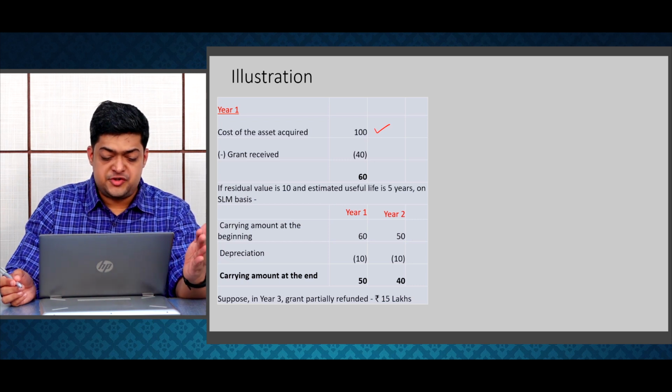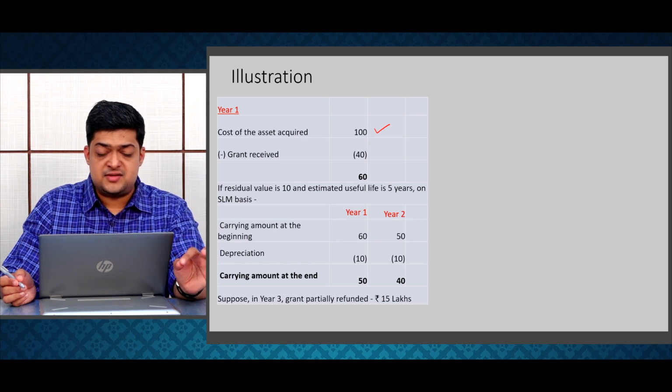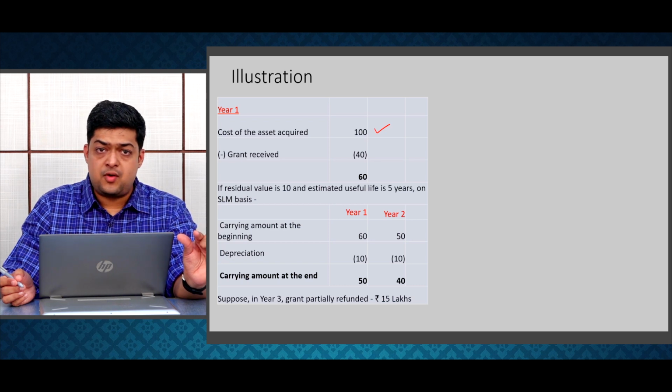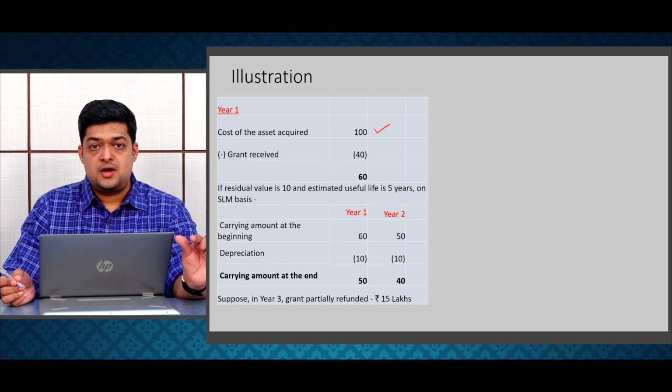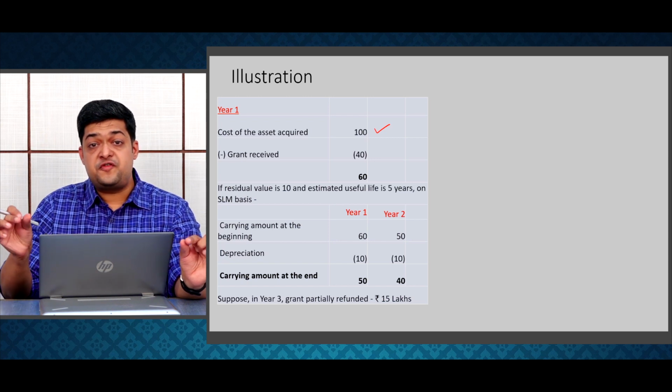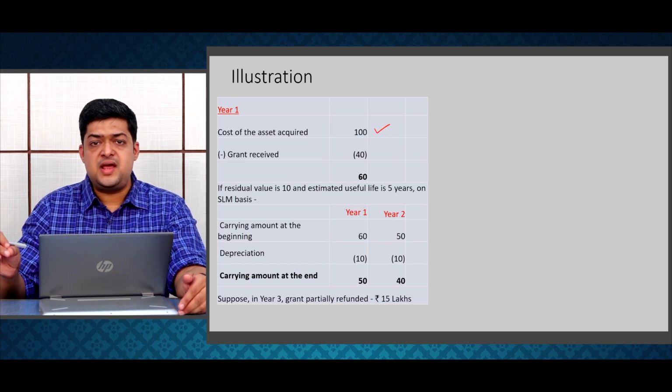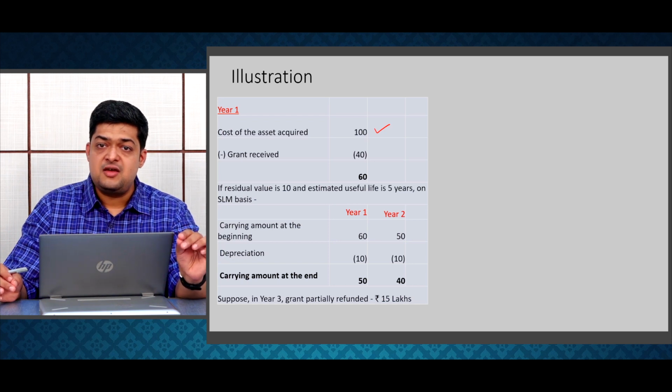Suppose the residual value is 10 and estimated useful life is 5 years. On straight line basis, how will we depreciate this? Very easy. 60 is a carrying amount, and 10 is a residual value. So 50 is a depreciable amount. And this will be depreciated over 5 years, means 10 lakh would be charged as depreciation every year.